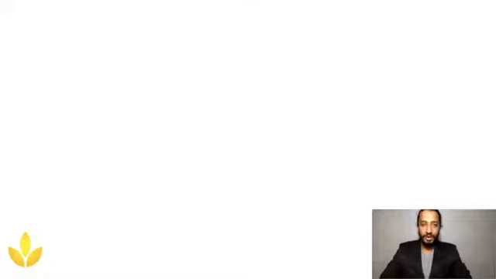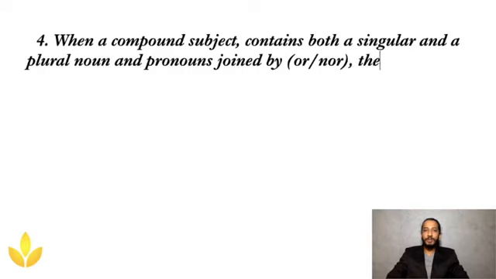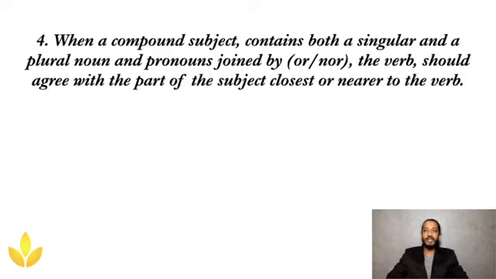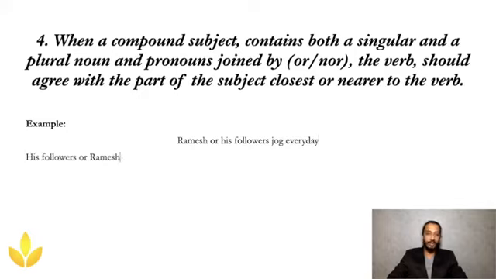Okay, rule number 4. When a compound subject contains both a singular and a plural noun or pronoun joined by or or nor, the verb should agree with the part of the subject closest or nearer to the verb. For example, Ramesh or his followers jog every day. The same sentence can be written the other way around as well. His followers or Ramesh jogs every day.